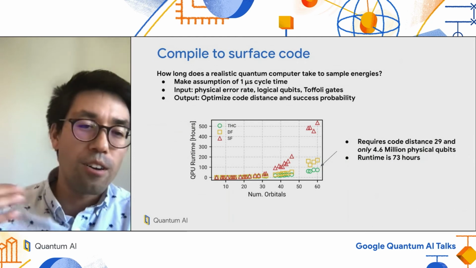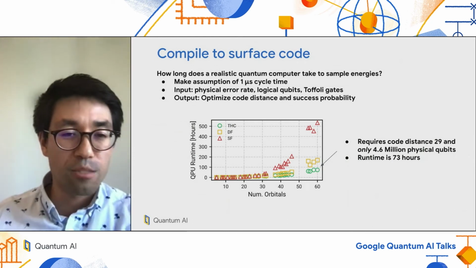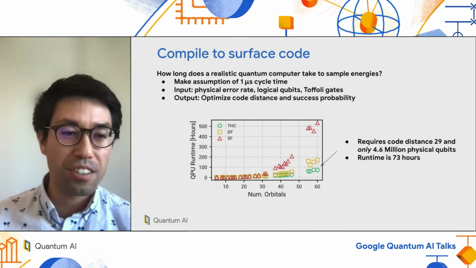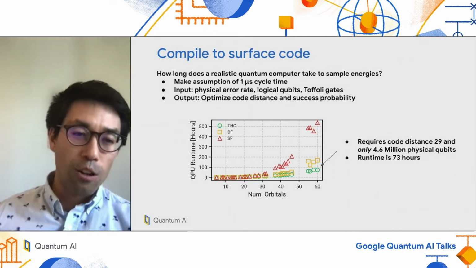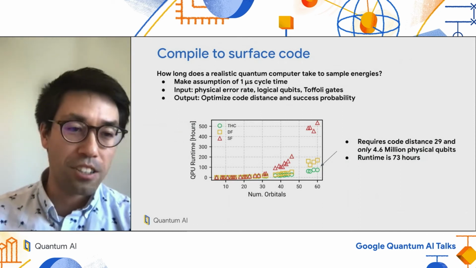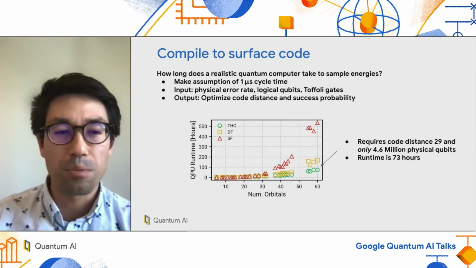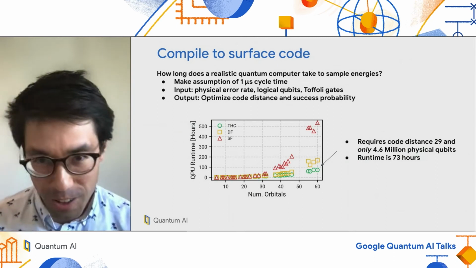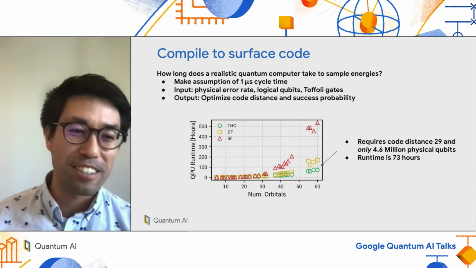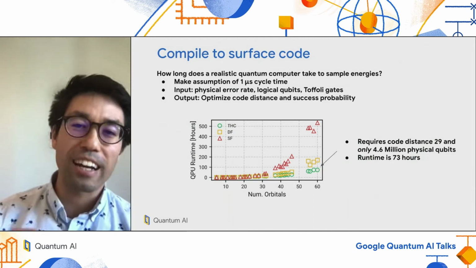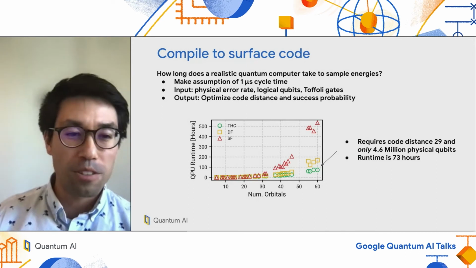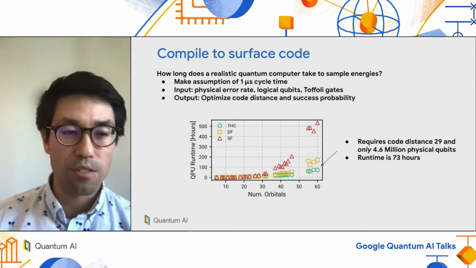So once we have counts for select and prepare, and we know how many times we need to apply each of those operations, we can think of how long it might take a real quantum computer that we're going to build to actually execute all of those. So for this, we need some assumptions about our hardware. And my colleagues on the hardware team have laid out a beautiful roadmap to get to these error-corrected devices. And so we can import that information into our cost models. So we're going to assume that we have a 1 microsecond cycle time in the surface code.